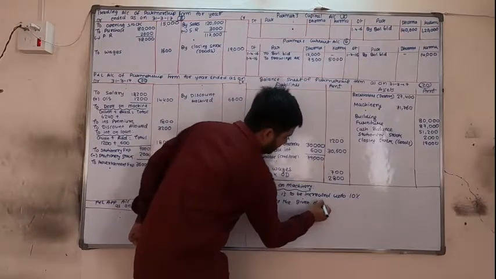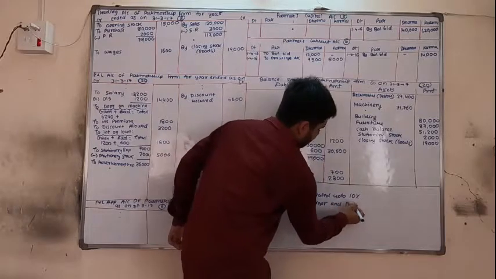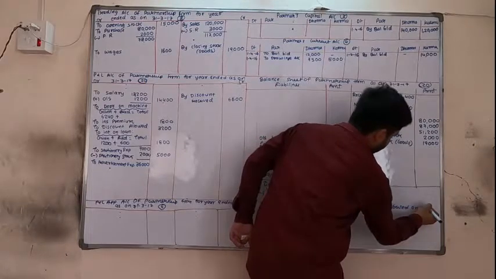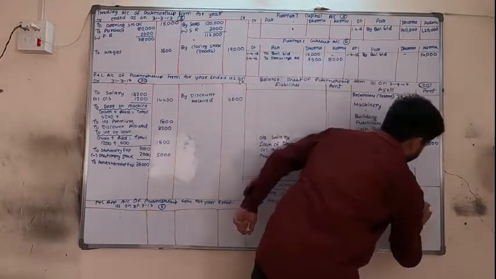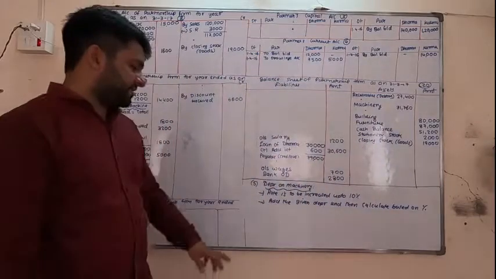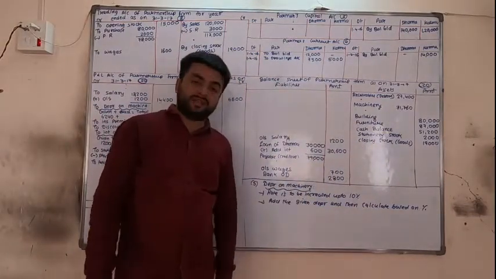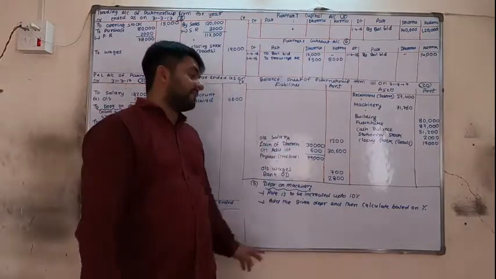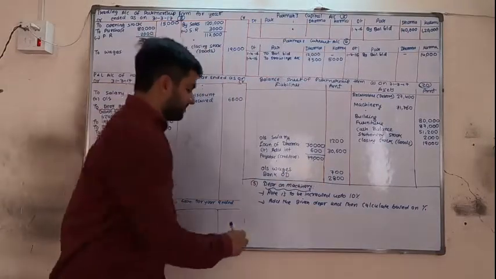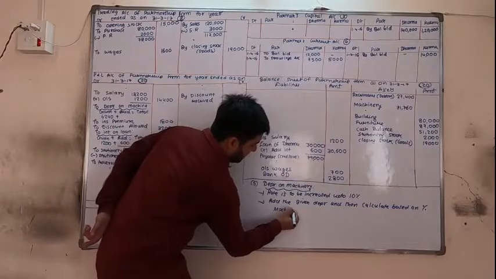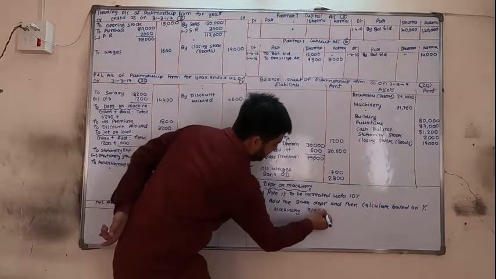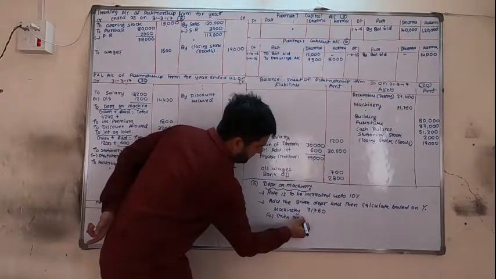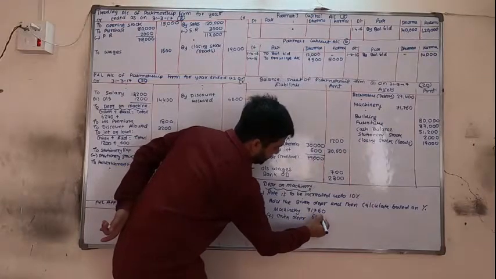Now when such adjustment is given and also some depreciation is given, how to calculate? Add the given depreciation and then calculate based on percentage. If such adjustment is given, rate is increased, then what to do? Add the given depreciation. Given depreciation is 6240 and then calculate based on percentage. So machinery is 71,760. Add the given depreciation, 6240.